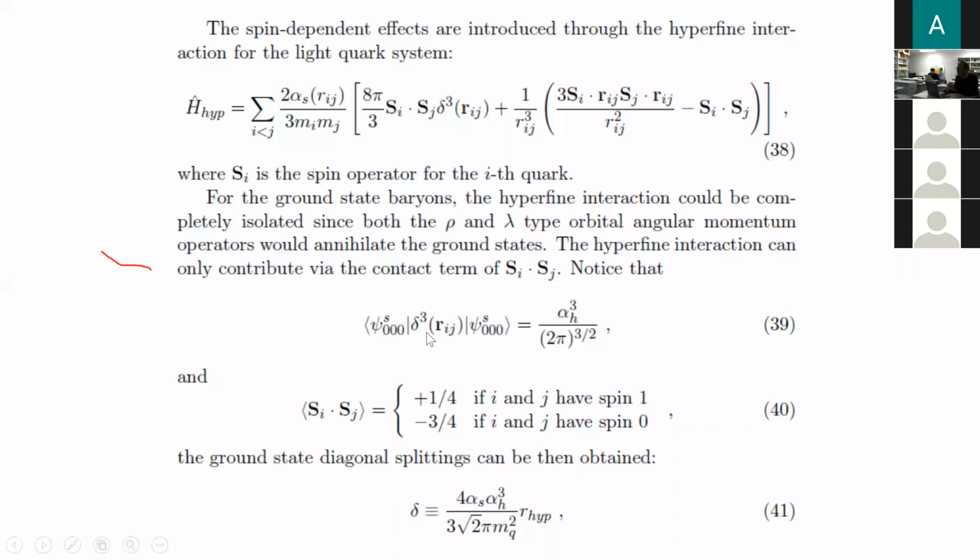You can introduce this operator to work out these elements which contribute to the energy, and you find that it contributed to quite a large kind of value because this is proportional to the alpha h to the power of 3, and alpha h is the harmonic oscillator strength, which is about 400 or 500 MeV, and you work out the energy splitting actually is quite large.